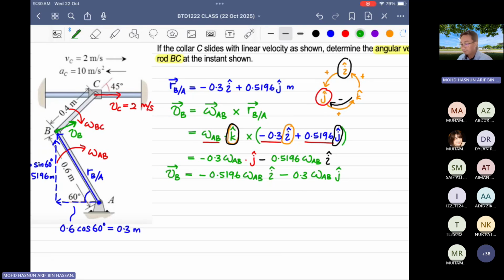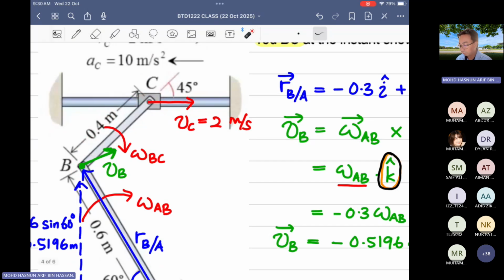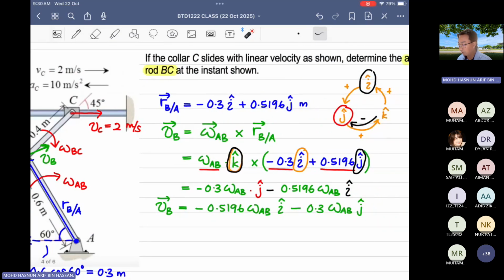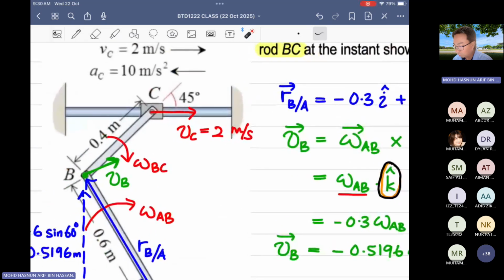Next, we need to go to the second rod, which is rod BC. We have previously calculated for rod AB, but we cannot solve because we are stuck with VB equals to something omega AB I and omega AB J. We don't know the value of omega AB. Later we can solve it. So now let's move on to the second object, which is rod BC.